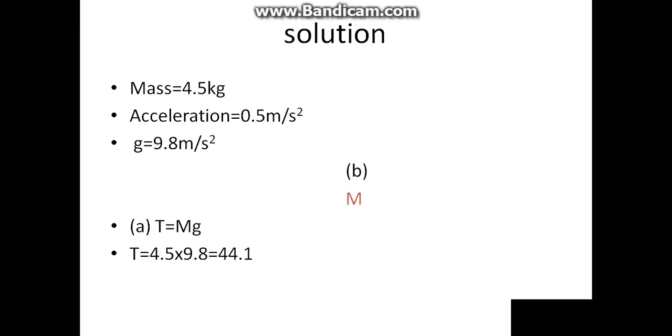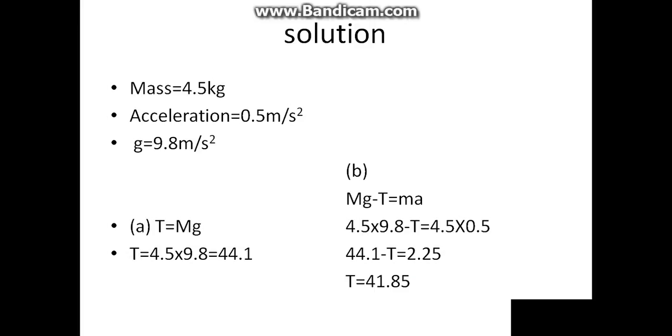B. mg minus T is equal to ma. Then mass, which is equal to 4.5, times acceleration due to gravity, which is 9.8, minus T is now equal to mass of 4.5 times 0.5 acceleration. 44.1 minus T is equal to 4.5 times 0.5. 44.1 minus T is now equal to 2.25. T is equal to 41.85.